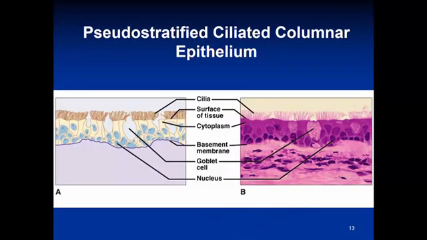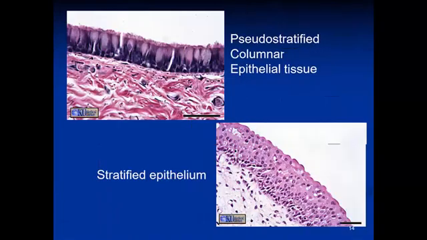Pseudostratified ciliated columnar epithelial looks like it's more than one layer, but it's actually a single layer of columnar epithelial. It also has cilia on it. You find this in the respiratory tract, in your nose, in your trachea. It catches debris. You can also see goblet cells within this as well. Lots of mucus created in your respiratory tract.